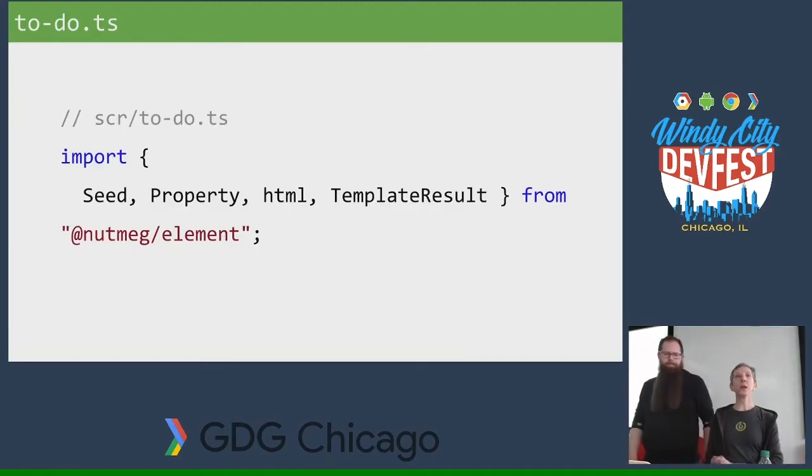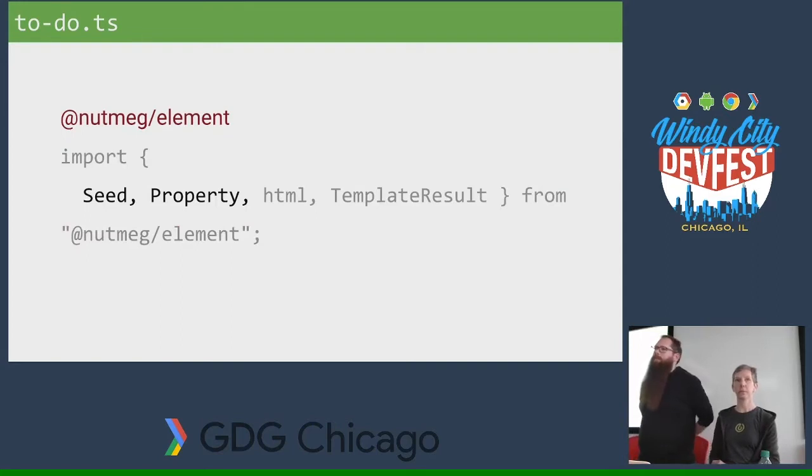So in the generated component, probably the file that you'll interact with the most is the component file, and it looks a lot like any custom element. If you've looked at any other vanilla custom element, it looks very much like that. But there are a few differences. We imported a couple of things from the Nutmeg element itself: Seed and property. Seed is kind of a super class that will get you some default behavior that's best practices.